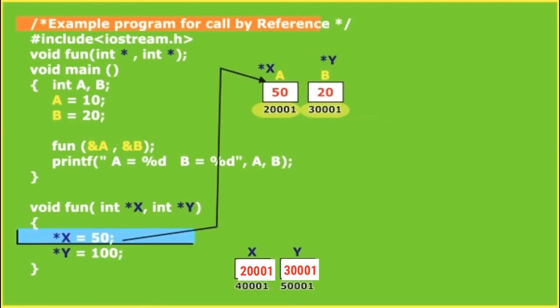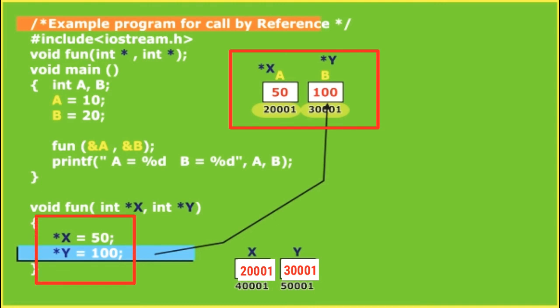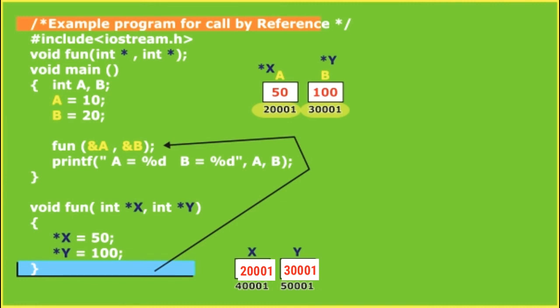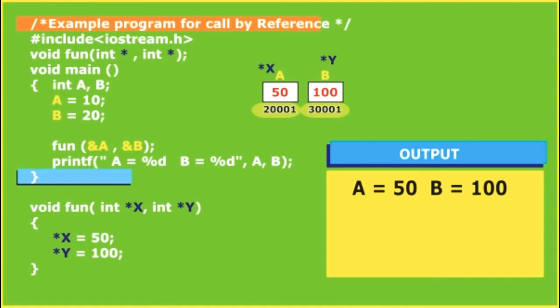Now *x is equal to 50. It means that a is equal to 50, and *y is equal to 100. It means that b is equal to 100. We can change the values of a and b from the fun function through *x and *y because it is function called by reference. Program control will be transferred back to the main function. The print statement generates the output as a is equal to 50 and b is equal to 100. Here our program will be terminated.